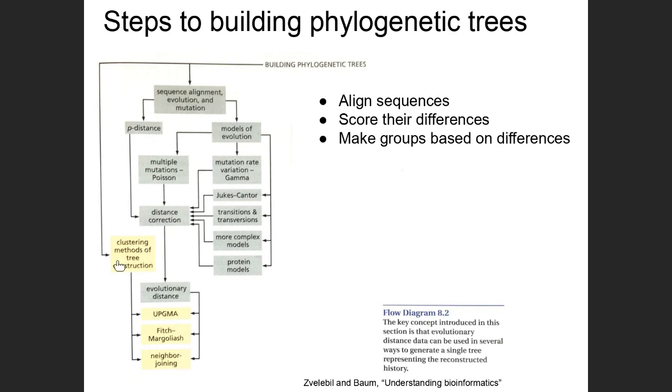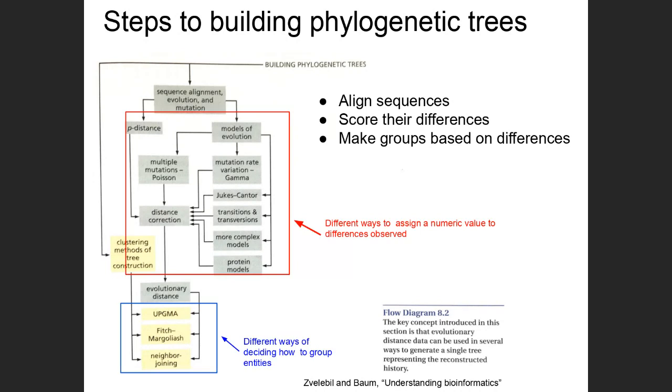And then the clustering methods, I told you that I'm going to show you examples of these three, but you're really only going to do the UPGMA. All right, so the stuff in gray is all the different ways that we can assign a numeric value for the genetic distances. And this is how we are going to group them.